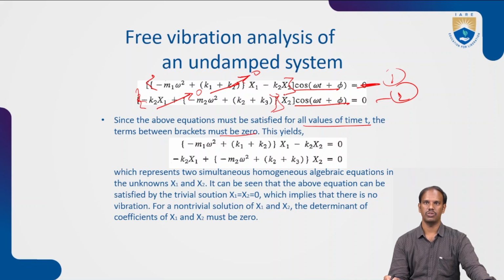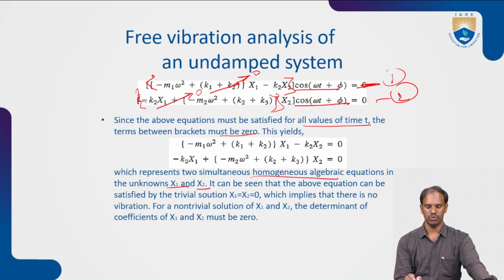Within these brackets being 0 represents multiple simultaneous homogeneous algebraic equations, with unknowns x1 and x2. These values need to be found from the above equations.